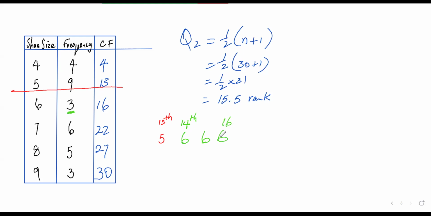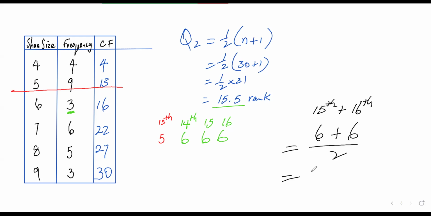And this will be the 16th rank. So we're looking at the 15th. Because it's 15.5, we are looking at the 15th rank and the 16th rank. So the 15th rank is 6, the 16th rank is 6. 6 and 6 is 12, divided by 2. So Q2 is equal to 6. Anybody lost? Anybody lost?